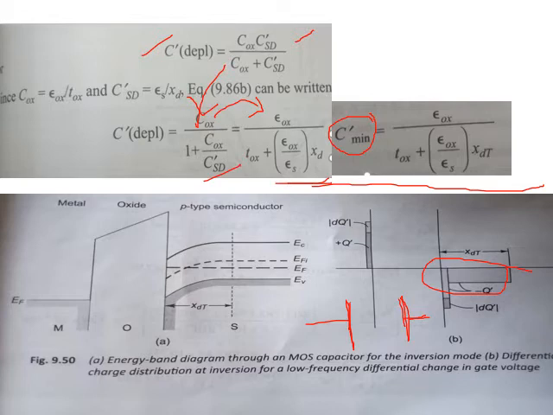At that time, the capacitance will be minimum. Hence, it is written as C dash minimum, which is given by epsilon naught by Tox plus epsilon naught by epsilon S into x dt. What is this x dt? X dt is nothing but some addition. This is the width of the depletion region, x dt. Right.